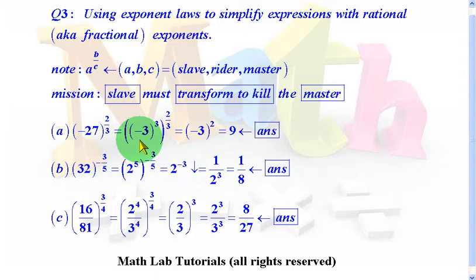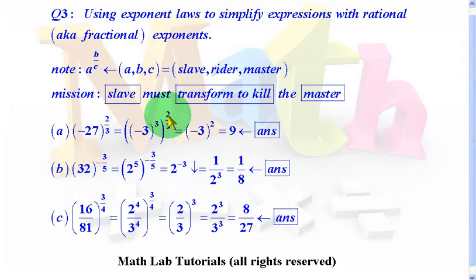Sometimes the slave can comply and sometimes it can't. If it can comply, the master winds up dying. If it can't, the master survives. Okay, now why does the master die? Because now the power of a power law kicks in. And we multiply the exponents together, and 3 times 2 over 3 means that the 3 cancels out the 3 on the bottom, and the master dies. So that 3 knocks out the master, it kills the master, and the rider survives. The rider is just an onlooker.